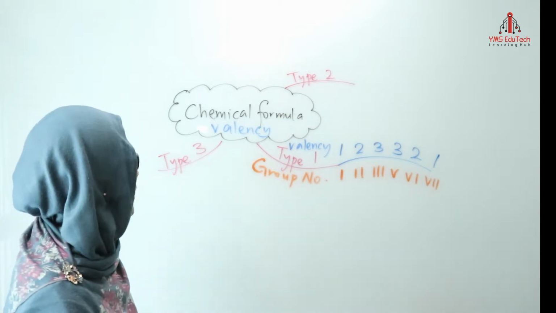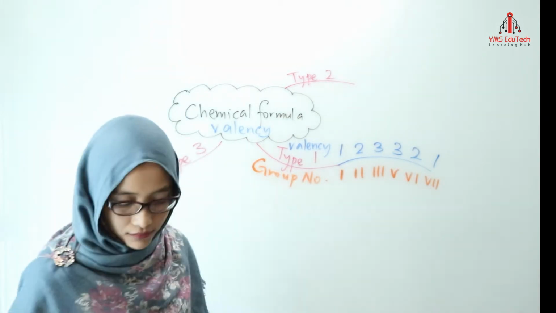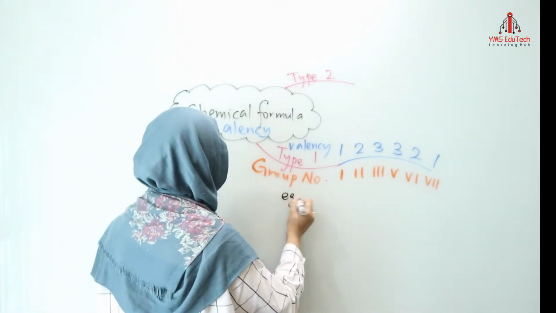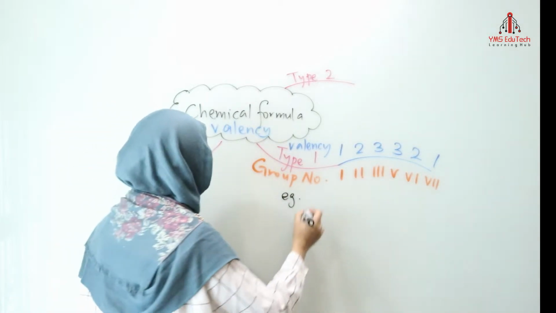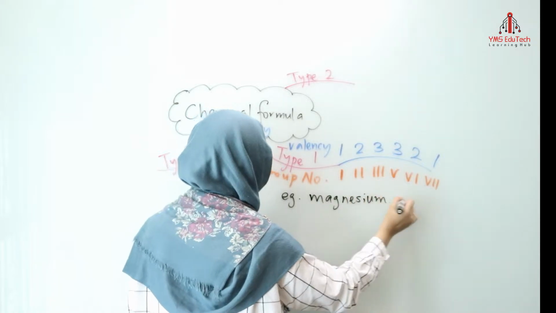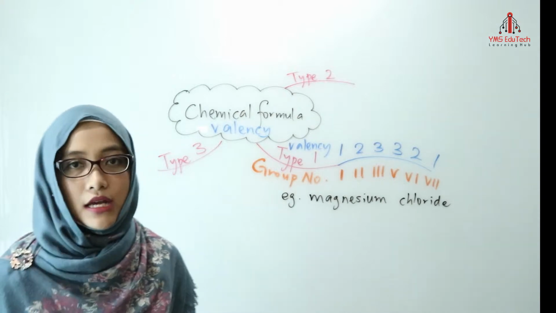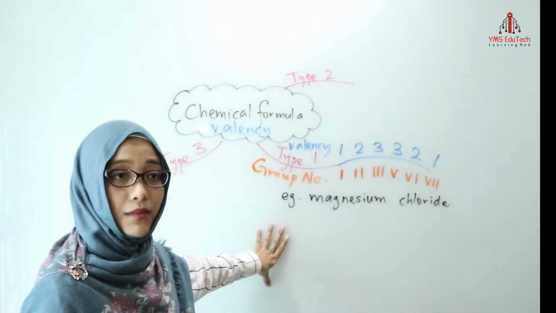So now we are ready to write chemical formula involving group number. Okay, let's have this example. Let's say I have magnesium chloride. So, how do I write the chemical formula of magnesium chloride?